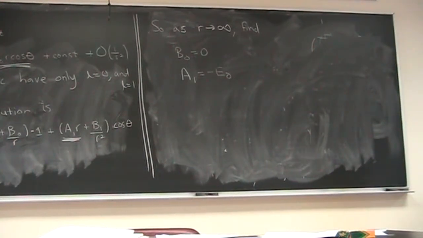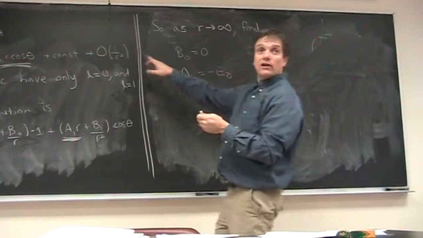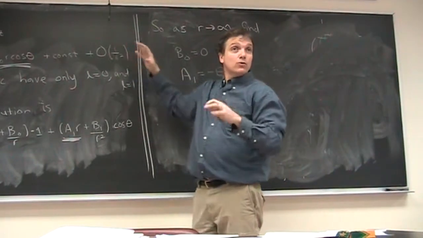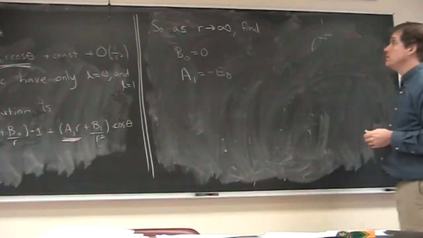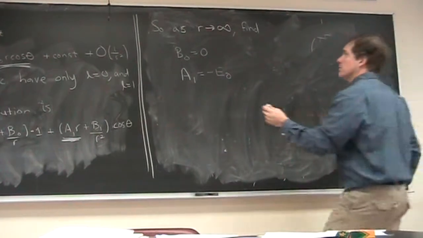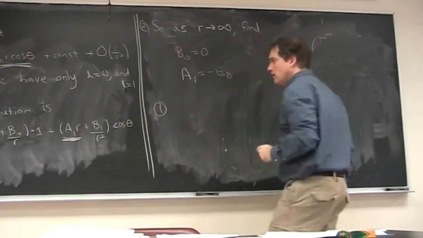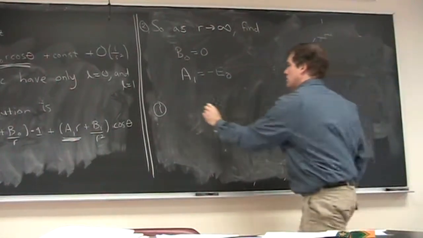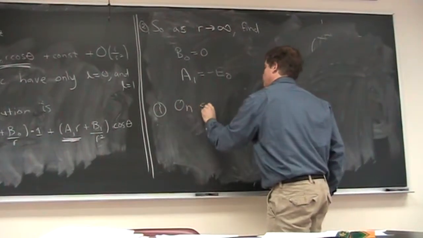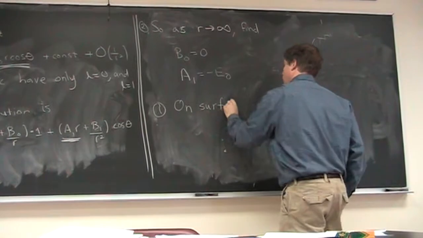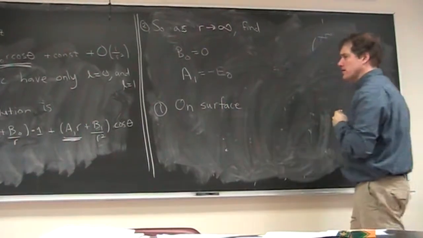The B naught has to be 0, otherwise it would fall like 1 over r, and that would be the Coulomb term. But that's from boundary condition 2. And now from boundary condition 1, on the surface, you need that phi is a constant.